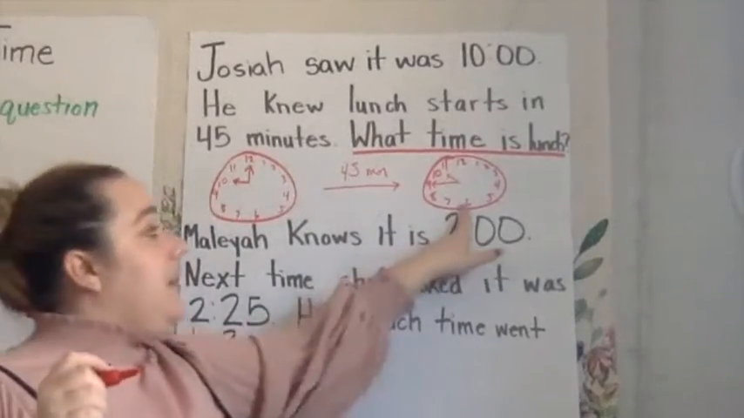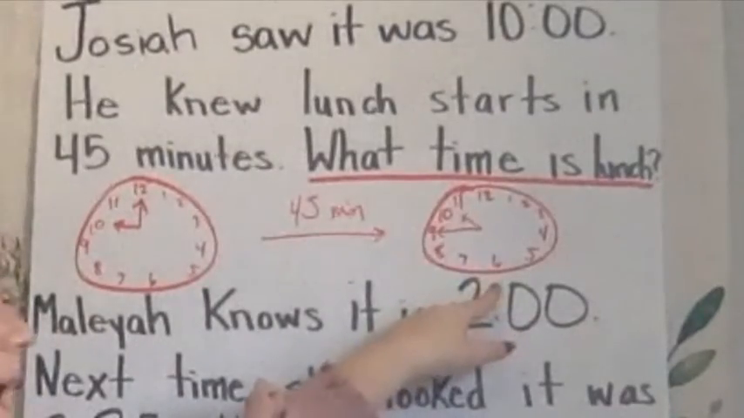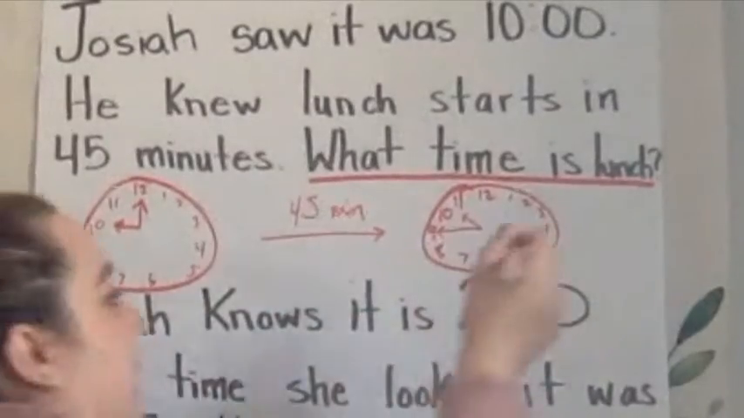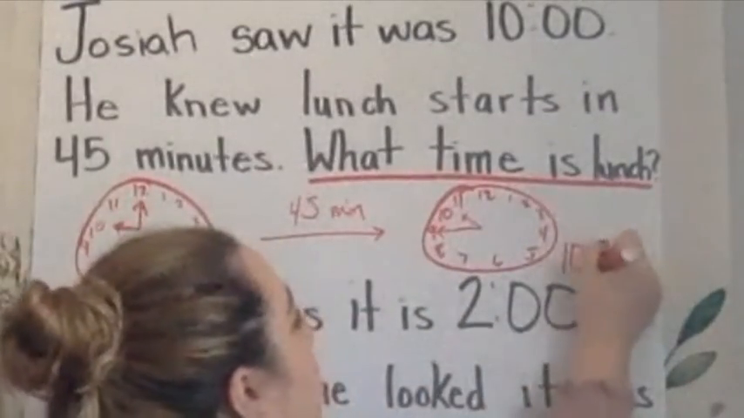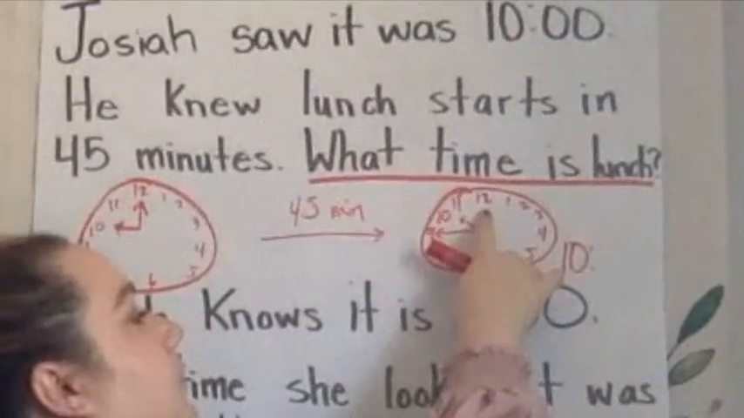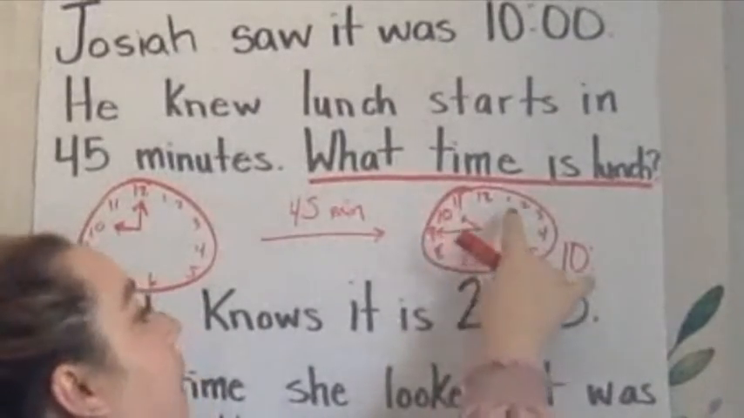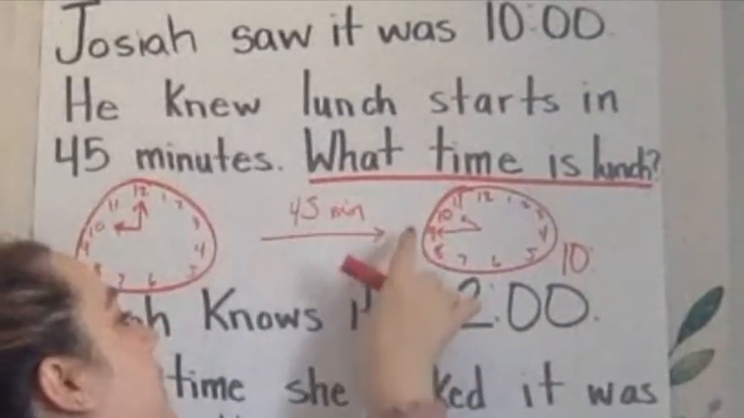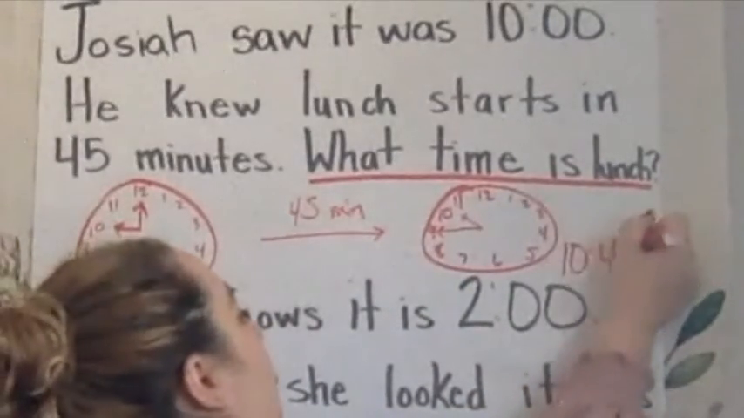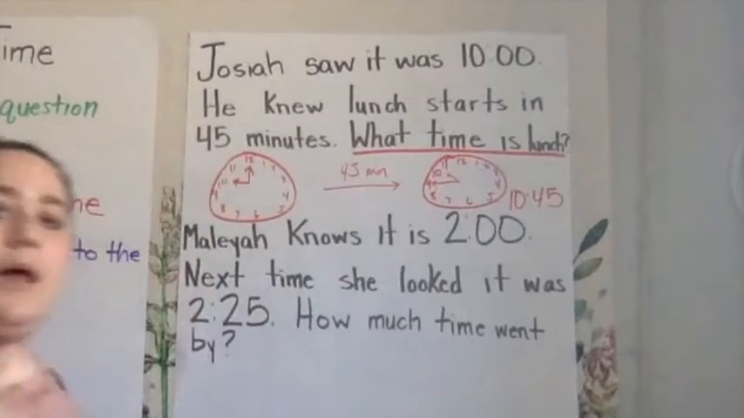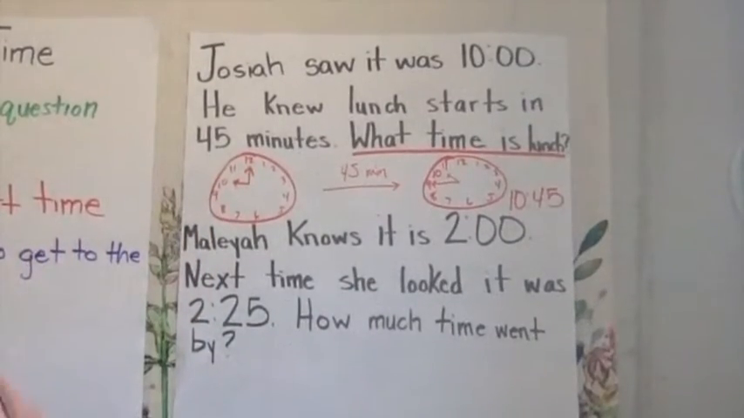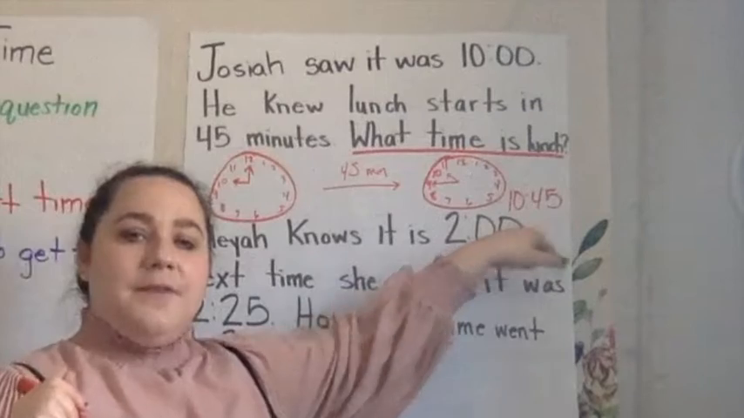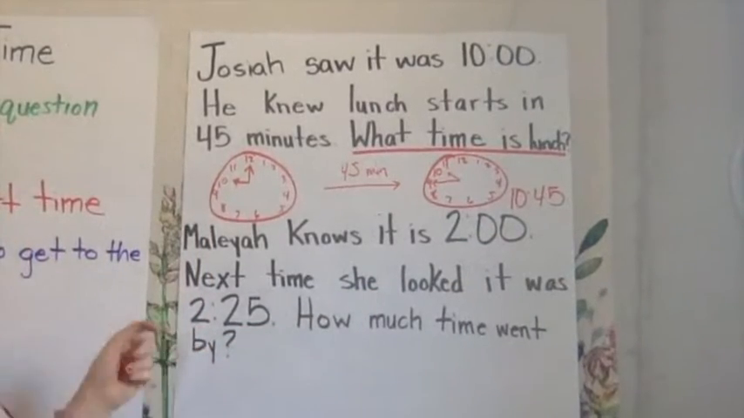All right, now I need to figure out what my new clock says. I know it is still 10 o'clock. So I start with the 10, and now I'm counting around. We're counting by fives. Get ready. Go. 5, 10, 15, 20, 25, 30, 35, 40, 45. What time is lunch? It's at 10:45. Good. Now I'm ready to look at the next one. I already answered my question. I'm ready to move on.